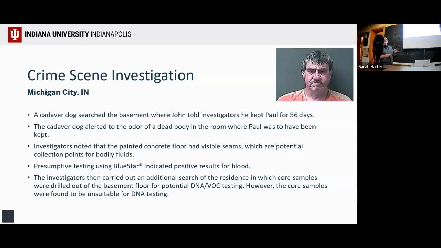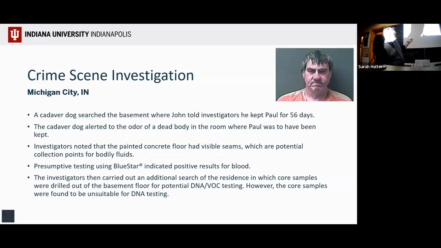And then they took samples of the concrete. So this is what we ended up having in our laboratory: circular samples about that big. They just drilled those right out of the floor, put them in packaging, and then it ended up in our laboratory in Indianapolis.